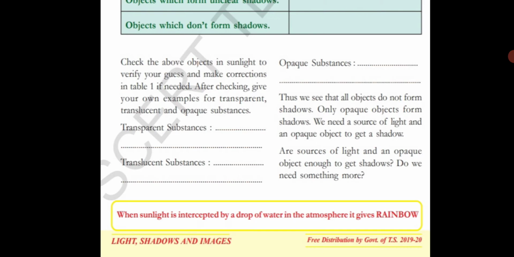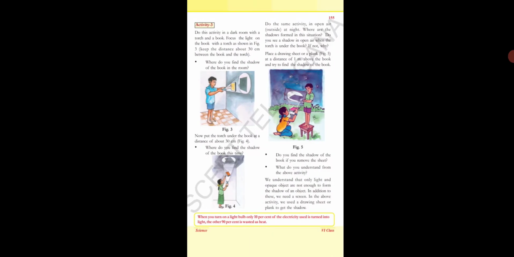Thus, we see that all objects do not form shadows. Only opaque objects form shadows. We need a source of light and an opaque object to get a shadow. Are a source of light and an opaque object enough to get shadows? Do we need something more? Let's see.